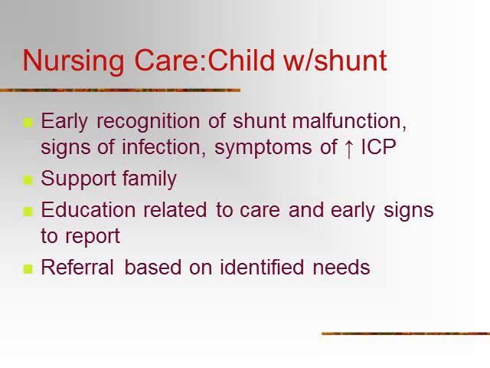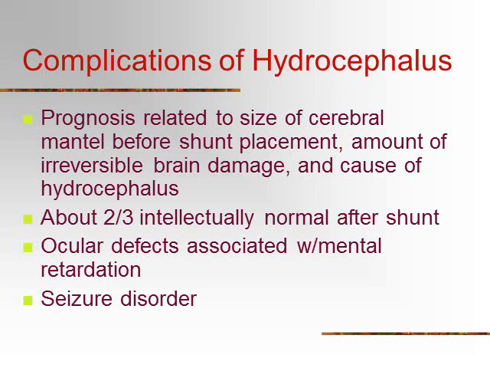Okay, so nursing care for a child with a shunt. The most important thing is your assessment. So assessing really thoroughly and frequently, so you can quickly recognize if there's a shunt malfunction, infection, or symptoms of increased ICP. You can support the family, educate them about what symptoms or things could be worrisome, or when to bring their child in, and then refer them based on the needs that they have to other resources.